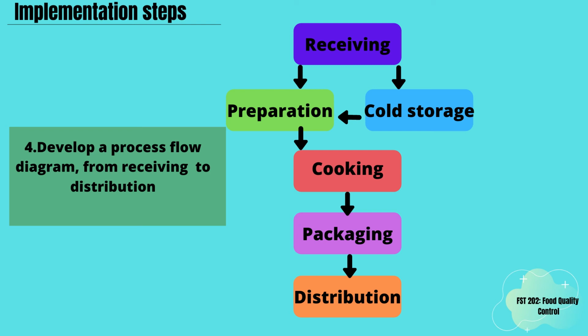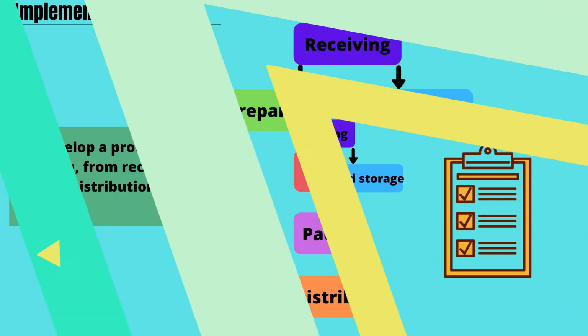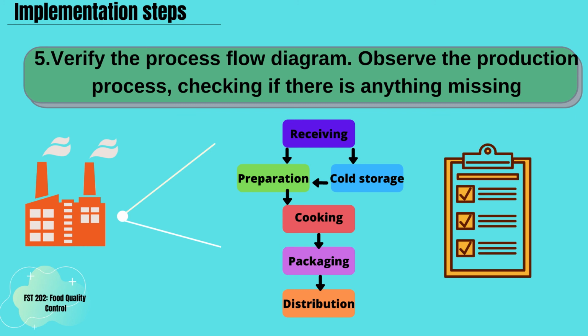4. Develop a process flow diagram from receiving to distribution. The HACCP team will develop a flow diagram which describes all the processes involved. The scope of the flow diagram must cover all the steps in the process which are directly under the control of the establishment. 5. Verify the process flow diagram. The HACCP team should perform an on-site review of the operation to verify the accuracy and completeness of the flow diagram. Every modification should be made to the flow diagram as necessary and documented.